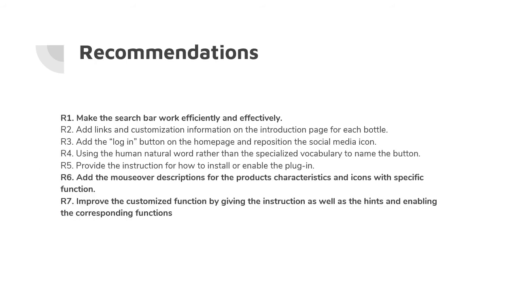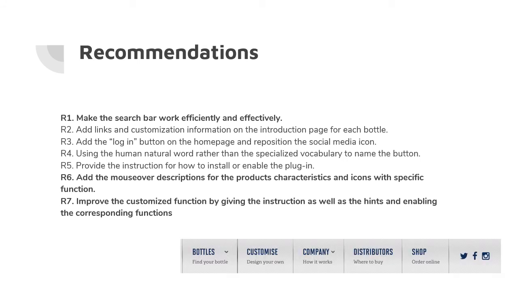As for the recommendations for the website, first, it is important to enable the search bar function in both the shop page and the distributor page, and position them in an obvious place, which can make users efficient in finding the information they require. Secondly, it is highly recommended to give mouse-over descriptions for the product characteristics and icons. Otherwise, those contents or icons will be confusing for the users when they are selecting the products, and they might click on the wrong icons.